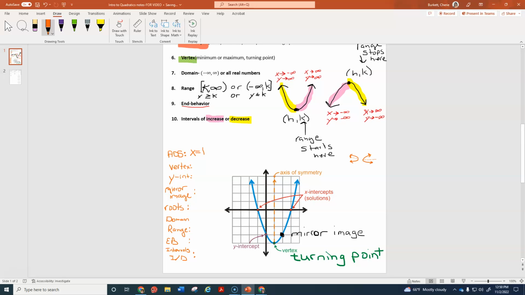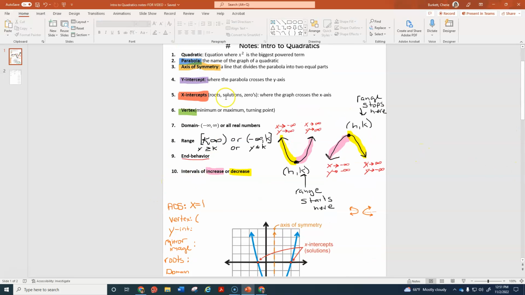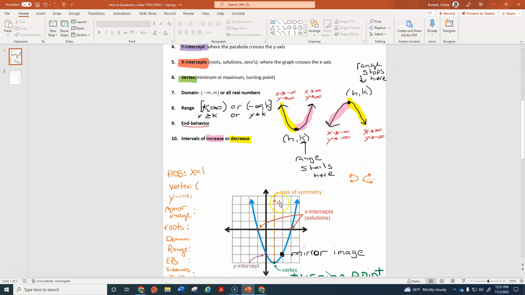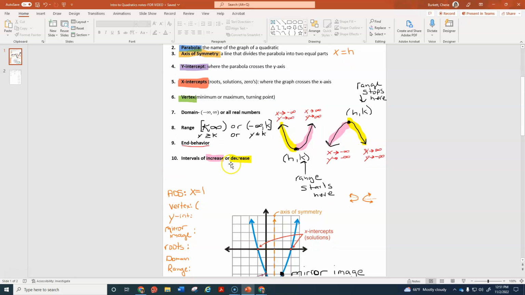The equation for the axis of symmetry will also always tell us what our h is. So up here, if I can get it to scroll up, on axis of symmetry, you might want to write that it's always going to be the equation x equals h, because the h is going to be where our vertex is, and since the axis of symmetry always passes through the vertex, the x value of that vertex will always be the axis of symmetry. So that's a formula that you can kind of memorize.